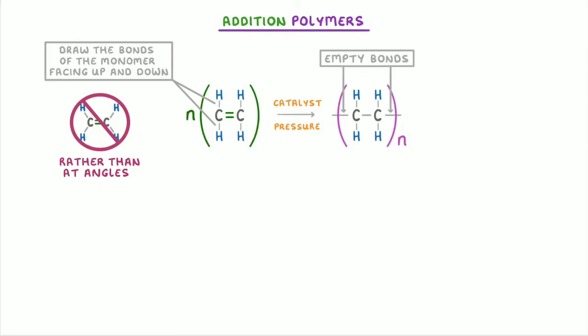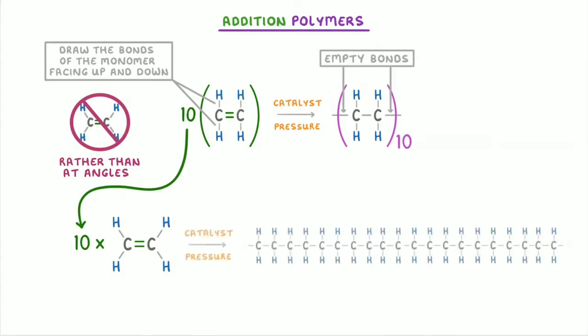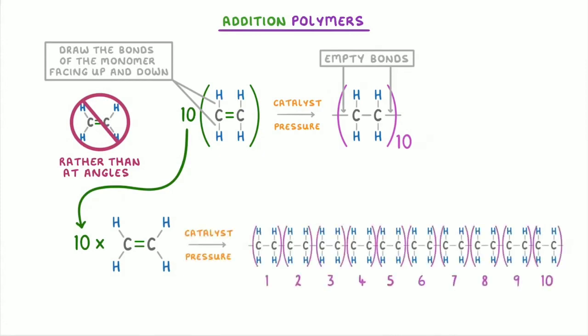The other important feature is the n, which represents how many of the monomers, and thus how many repeating units, there are in the reaction. For example, if n was 10, then that would mean that there were 10 ethene molecules on the left, and so the polymer would be 10 repeat units long.